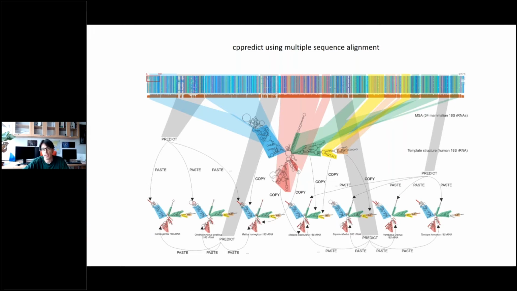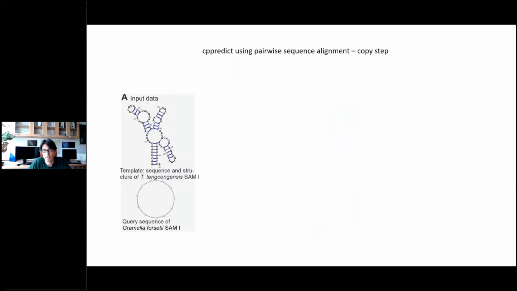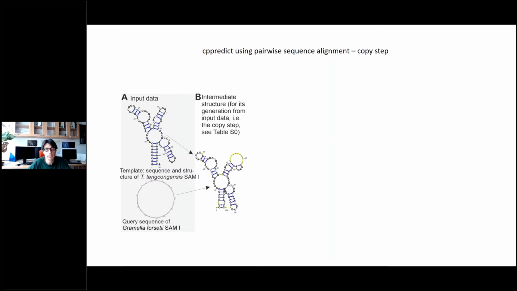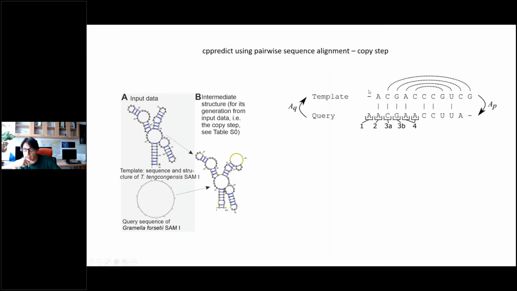So that's why we used pairwise sequence alignment. This is another example of RNA. This is a template structure, which is SAM1, also taken from PDB, and we try to use this template to predict the structure of a homologous RNA, which is the same RNA with the same function, but from evolutionarily related organisms. After the copy step, as I showed you before, but using only two aligned sequences, the alignment is shown here in detail.